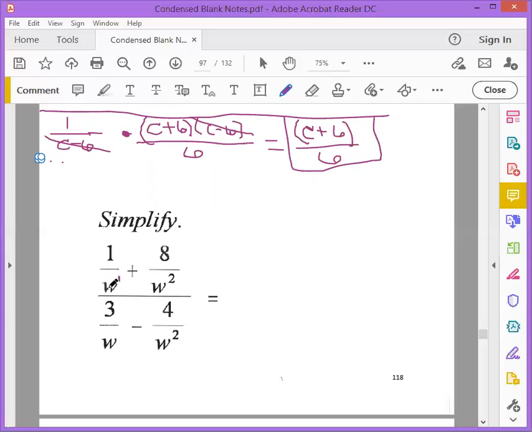To make this fraction on the left have the same denominator, we need to multiply times w in the numerator and the denominator. So that'll give us w in the numerator. In the denominator, we have our common w squared. So it's no longer 1 over w, it's w over w squared. Now, when I simplify that fraction, w over w squared plus 8 over w squared, we keep the denominator of w squared, and in the numerator, we have w plus 8.